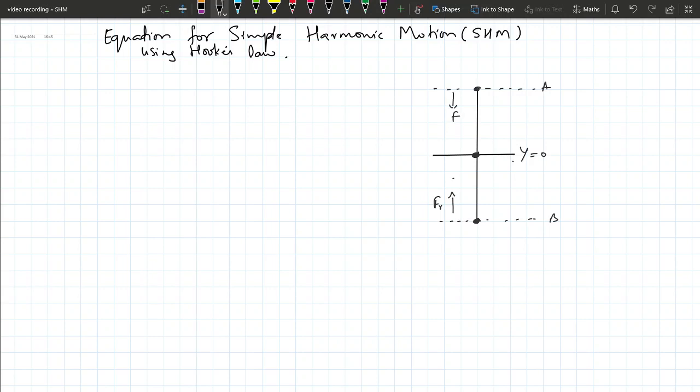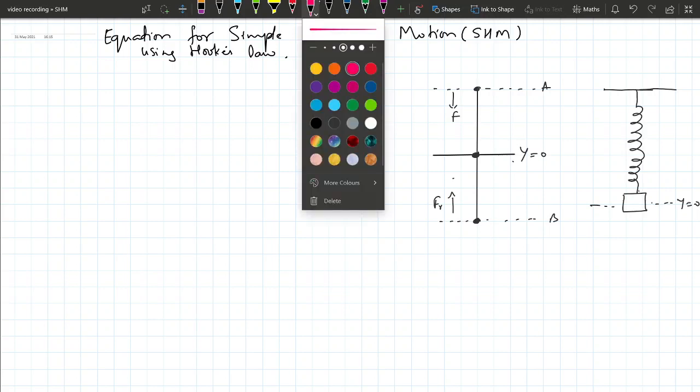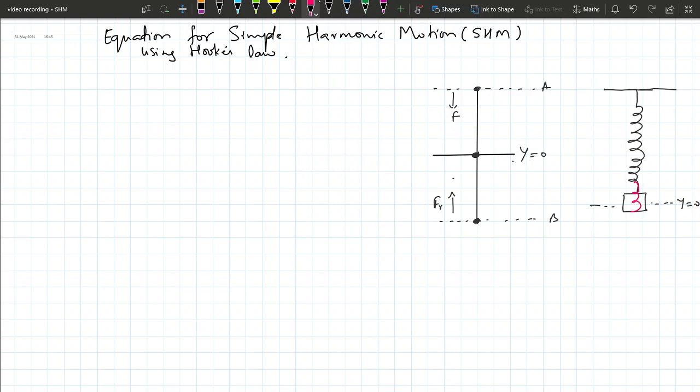Therefore, the same can be easily explained with the help of a spring mass system. I have a spring like this. This is the spring mass system. This spring mass system is also exhibiting simple harmonic motion. Now this is at equilibrium, y equal to 0. So if you apply a force and create an extension in the spring, by applying the force, the spring gets elongated like this. So this is the position of the mass.